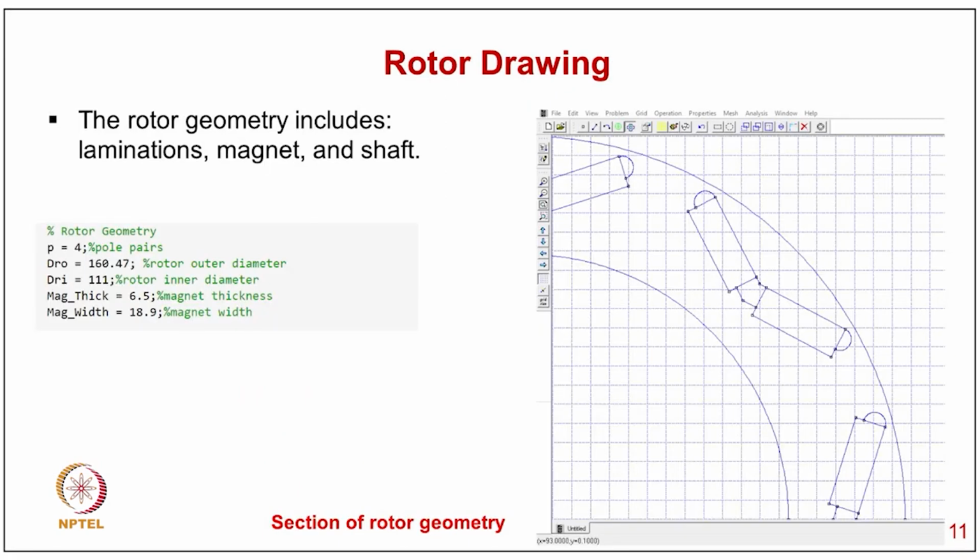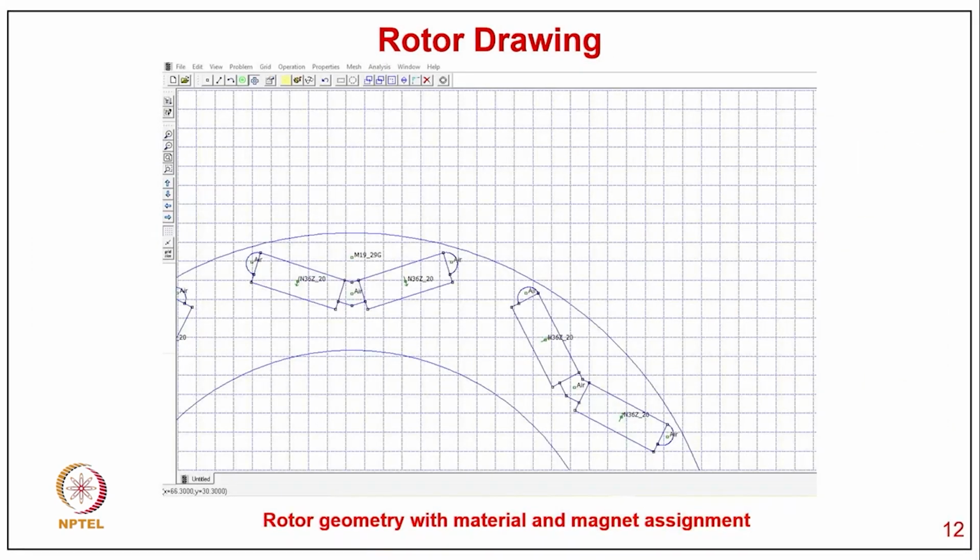The rotor geometry includes the laminations, magnet and shaft, with parameters as you can see in the section of the rotor geometry, typically with the flux barrier magnet. P equal to 4, DR equal to 160.47, DRI 111, magnet thickness 6.5 and magnet width 18.9. And this is the rotor geometry with material and magnet alignment.